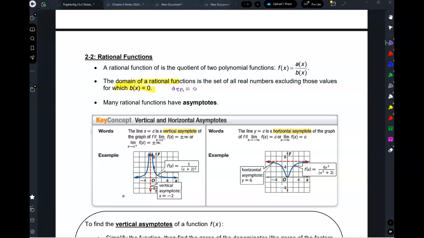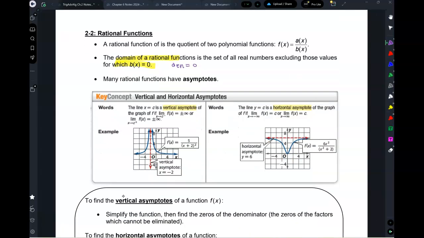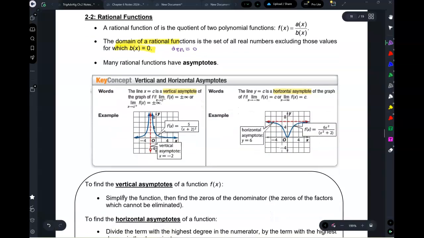Now, the thing about rational functions is many of them have asymptotes, right? We know what an asymptote is, right? Remember from the tangent graphs? Did we do tangent? So an asymptote is a line that the graph comes exceedingly close to but never touches. And asymptotes can be vertical, horizontal, or actually slanted.